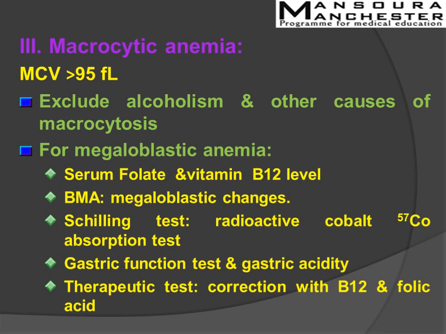For patients with pernicious anemia, which is a specific type of megaloblastic anemia, I may go for Schilling test, sometimes a gastric function test, and gastric biopsy.